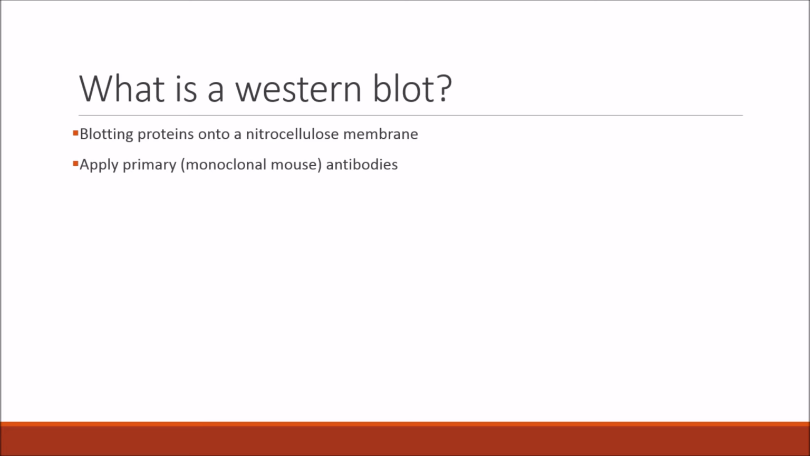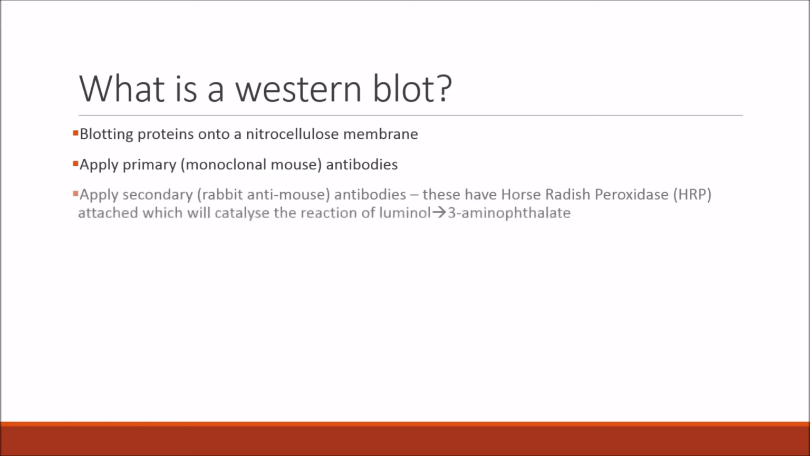After blotting our proteins onto the membrane, we then apply a layer of primary antibodies. These antibodies are monoclonal mouse antibodies, so these are antibodies which are grown in a mouse, which will target our specific protein of interest. We can then apply secondary antibodies. These are rabbit anti-mouse antibodies, which will only bind to the primary antibodies.